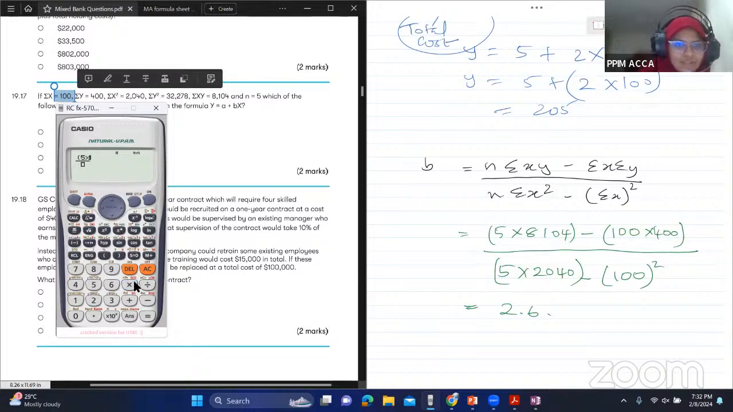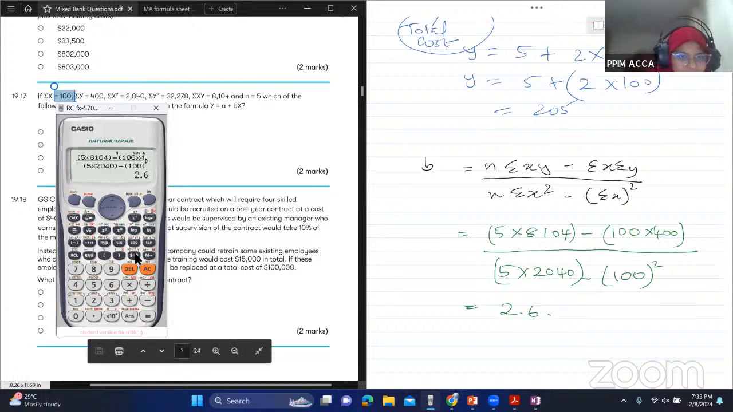5 into 8,104. Close brackets. Minus 100 into 400. Close brackets. Come down. Open again. 5 into 2040. Close brackets. Minus 100 square. That also, put the 100 in brackets, close the bracket, and put the square on top of that, exactly how it's in the equation. You put it in your calculator and press the equal sign.